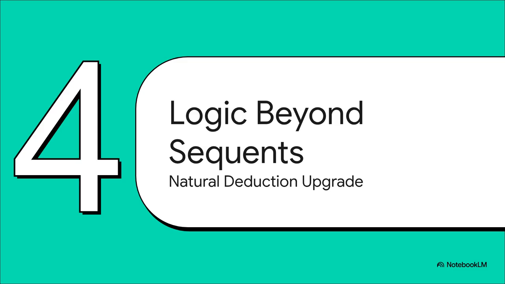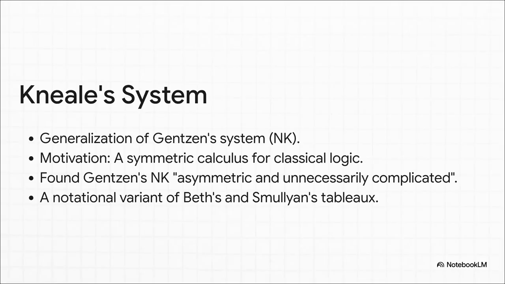So, fast forward to the 1950s. There's this logician named Kneale, and he's looking at another famous system called natural deduction. And he basically thinks it's a mess. He called it asymmetric and unnecessarily complicated. So what was his big idea? Let's fix it. Let's generalize it to allow for multiple conclusions. And what's so cool is that it shows how connected all these ideas are. Turns out, his new system was really just a different way of writing down other logical tools that already existed.